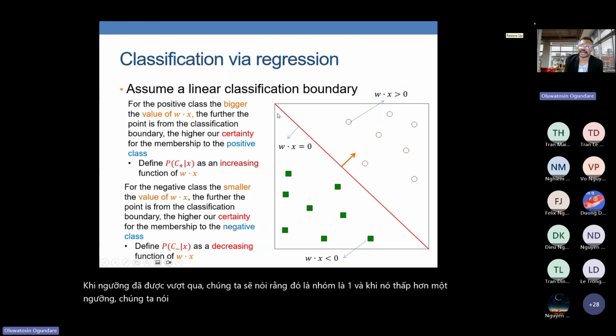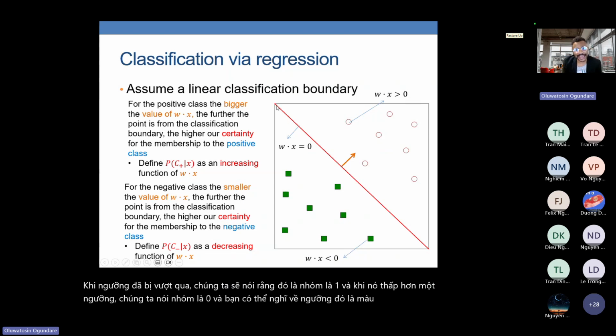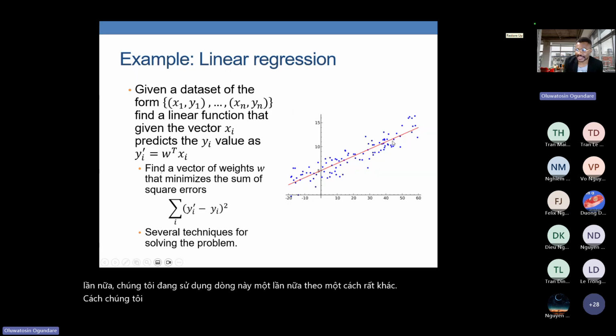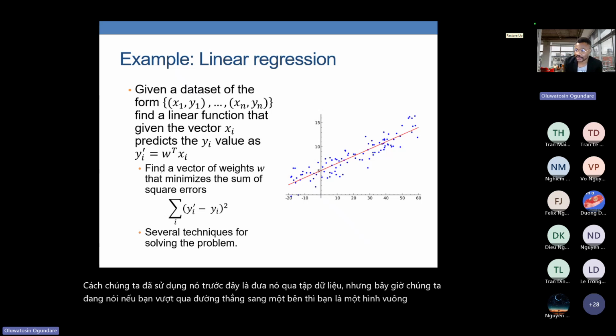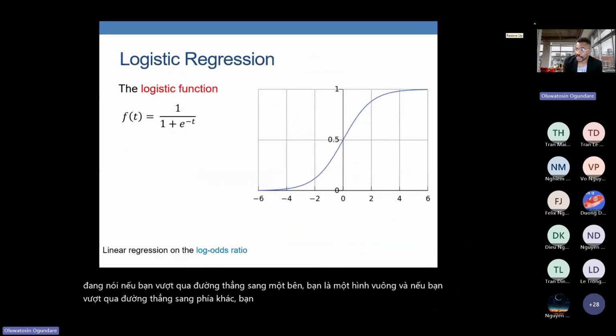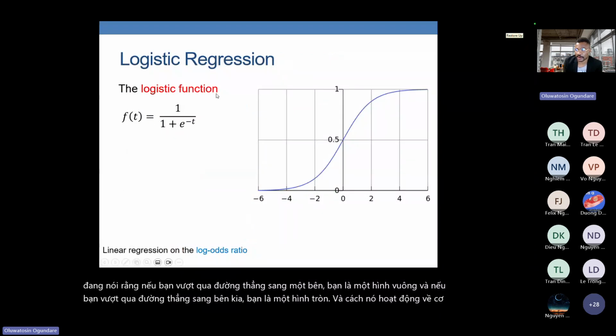And you can think of that threshold as this red line. So again, we're using the line in a different way this time. The way we've used it before is to put it through the data set. But now we're saying if you cross the line to one side, you are a square, and if you cross the line to the other side, you are a circle. And the way it works is essentially by using this thing called a logistic function.